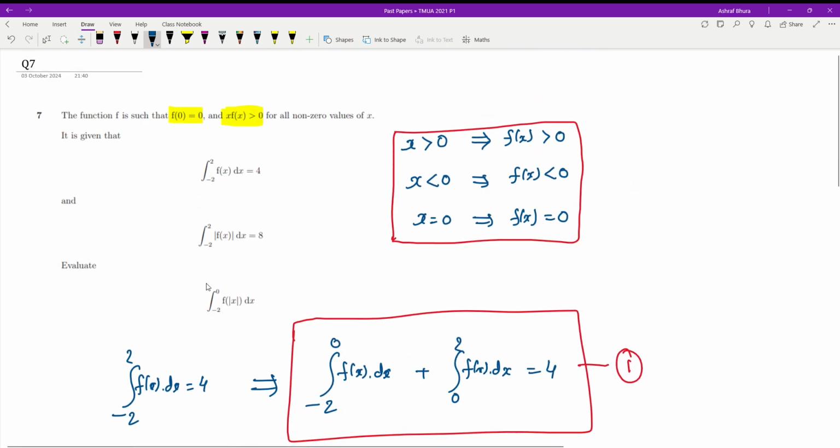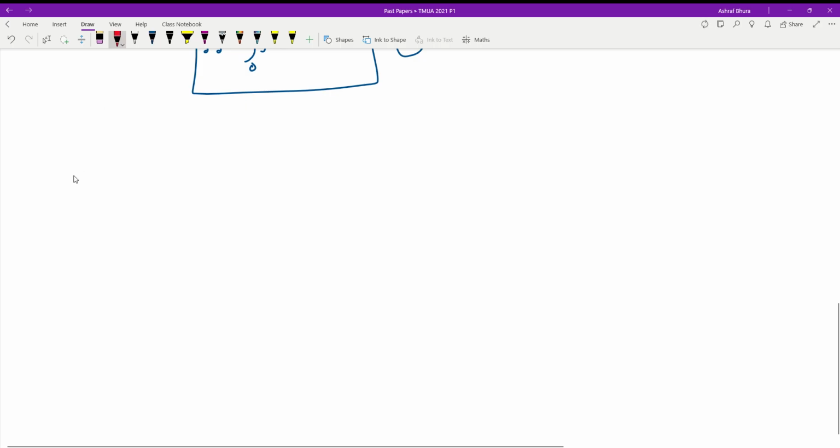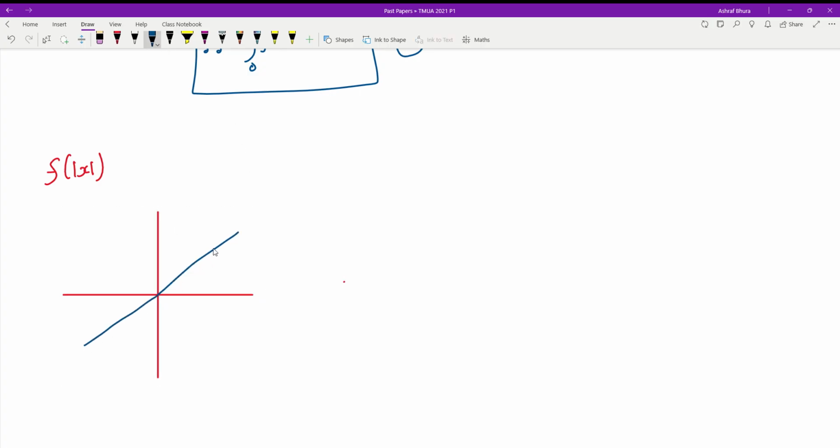Coming back to the question, it says that we need to evaluate the integral from negative 2 to 0 of f of mod x. Okay, let's understand what is f of mod x. So for example, let's say I have a graph of f of x. Consider this as a graph of f of x. Now if I want to do the transformation, what transformation I am doing is I am putting it as f of x to f of mod x. I am replacing x with mod x. So how will this graph change?